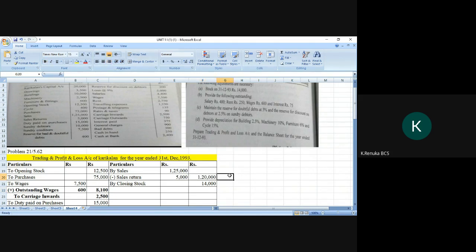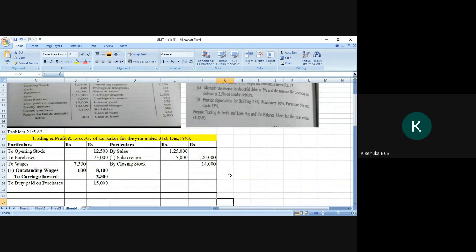Mainly, while preparing these final accounts, there is one major important thing which you need to follow. Whenever you prepare final accounts, the items given in the adjustments will appear twice in your account. So you need to be sure that the items given in the adjustment have been entered twice in your account.